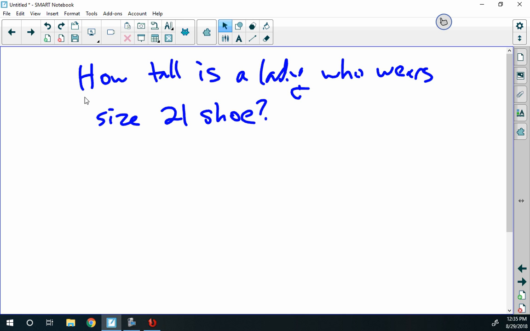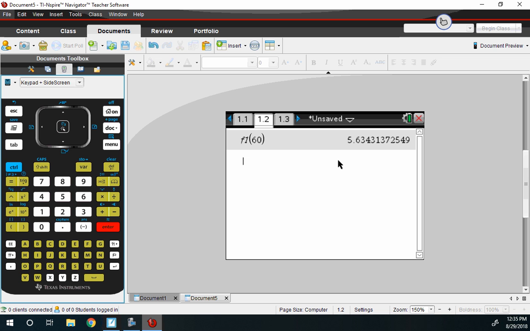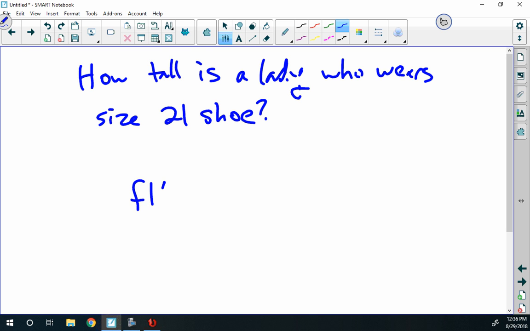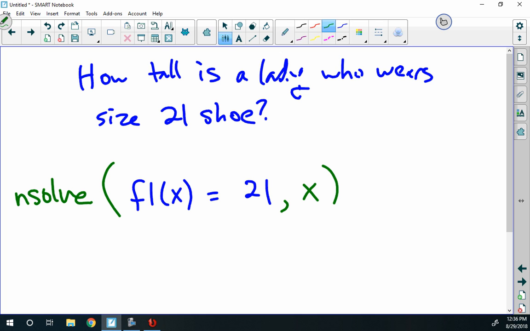Shaquille O'Neal. So you might start plugging in some things. You might start plugging in F1 of x. So a 6 foot tall woman wears size 11. But we want to kind of go the other way with this. We want to know, when does F1 of x equal 21, right? There's a little trick you can do on your calculator. Isn't this an equation? Did you know that the calculator is capable of solving equations for you? You can type NSolve, parenthesis, F1 of x equals 21 with a comma and an x, and it'll solve that for you.